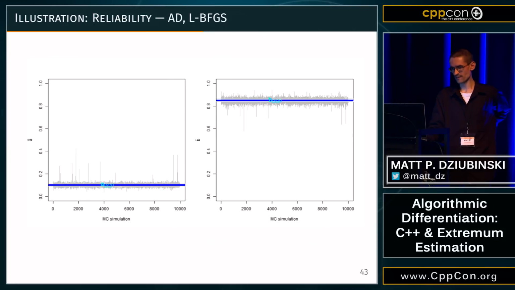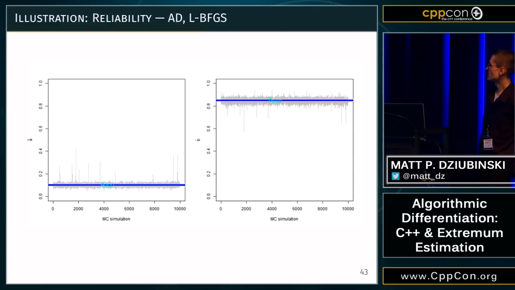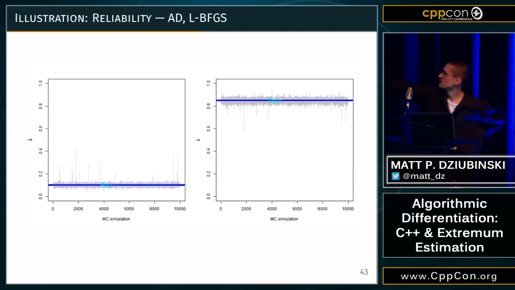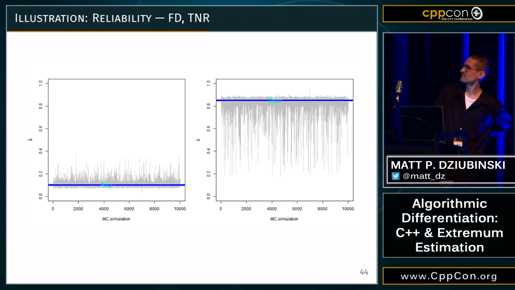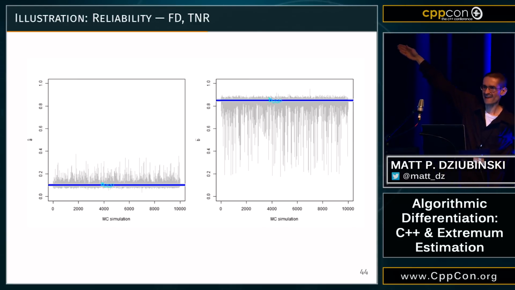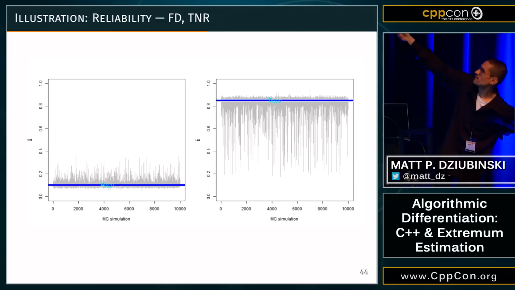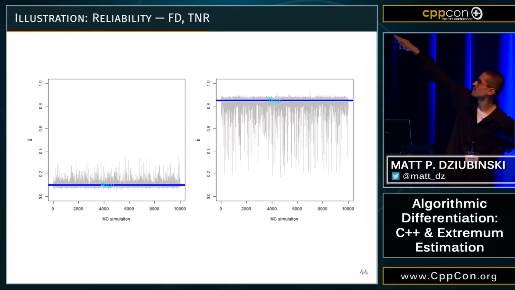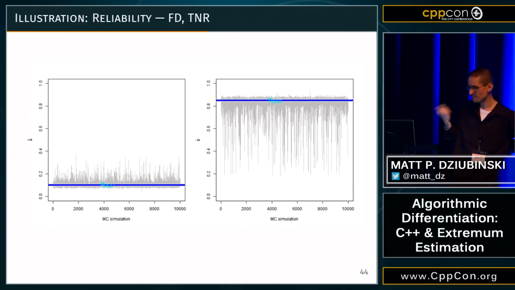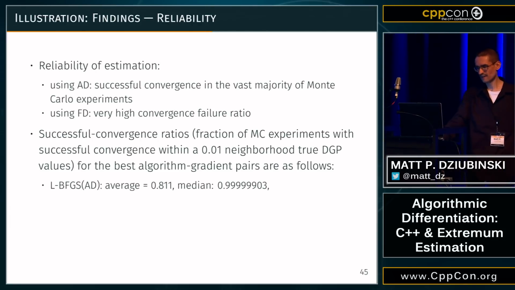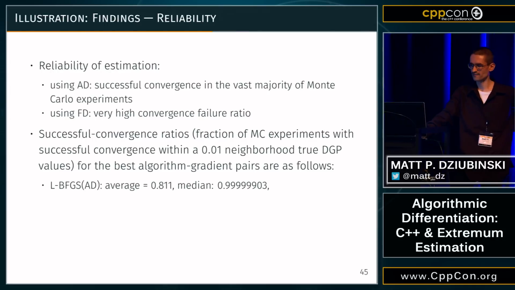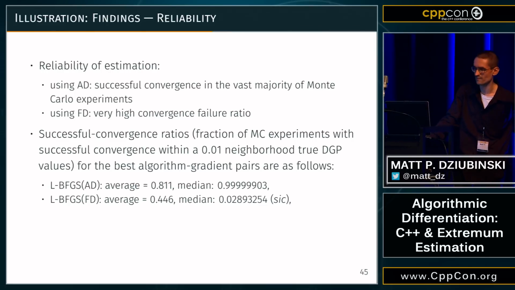So this is the algorithmic differentiation. You can see that we have parameter A, parameter B, 10,000 simulations, and it's pretty much on point. Now, this is finite differences. This is a bit noisier. And I actually cheated. What I did is to cheat to my disadvantage and give finite differences a chance by picking and choosing a better optimization algorithm that actually resulted in better values for finite differences. So the difference is basically 99.49% successful convergence for algorithmic differentiation and something like 3% for finite differences.